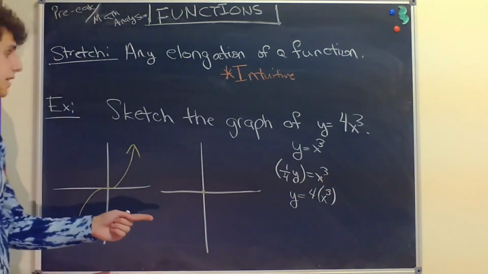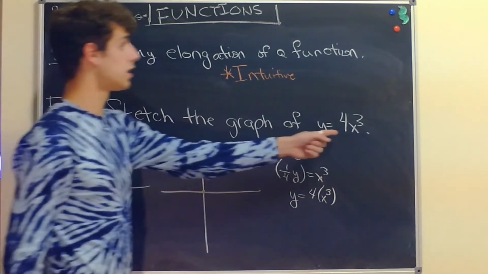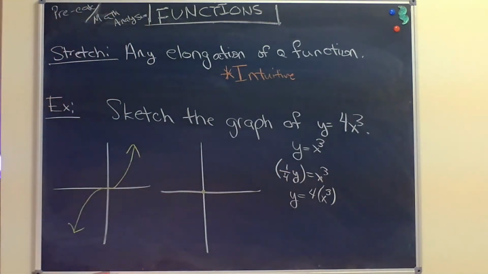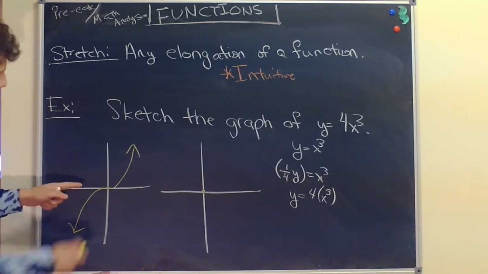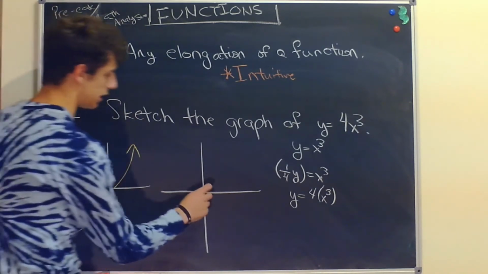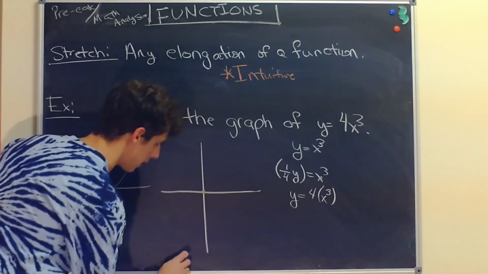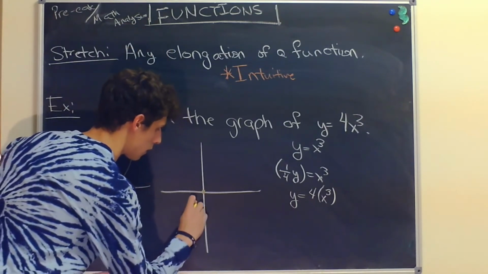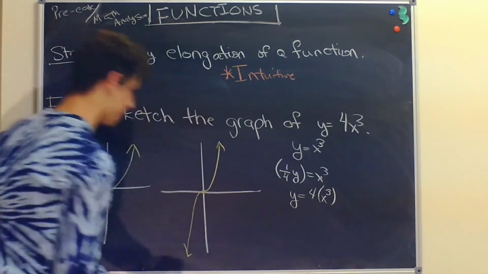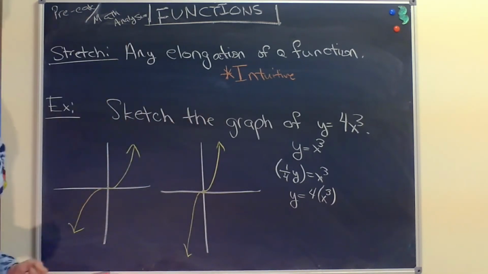0, 0 remains the same. When we put in 0 for x here, we get 4 times 0 times 0 times 0, which gives us back 0, so that point stays the same. However, this graph is going to get pulled up a little bit up here and pulled down a little bit down here. So it'll look a bit like this. Now that we've got that done, let's move on to reflections.